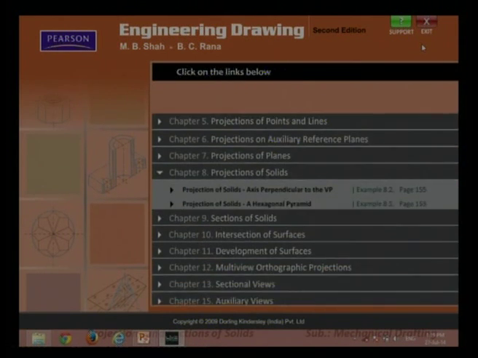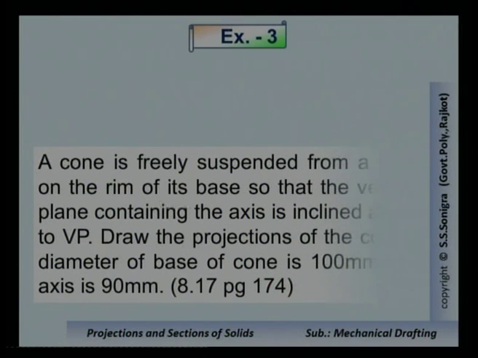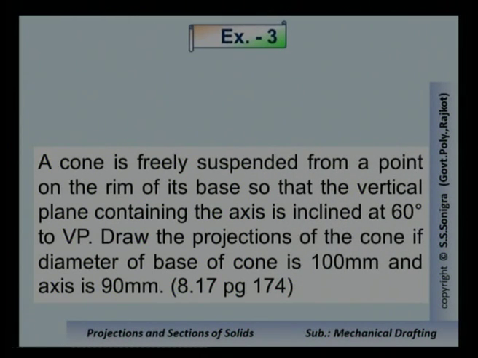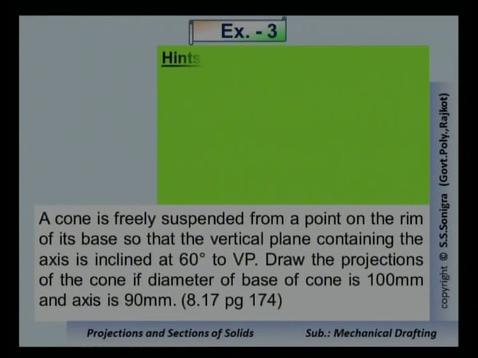Now next problem, example number 3. The data is given like this. A cone is freely suspended from a point on the rim of its base so that the vertical plane containing the axis is inclined at 60 degree to VP. Draw the projections of the cone if the diameter of base of the cone is 100 mm and axis is 90 mm. So in this problem, let us think about the hints.